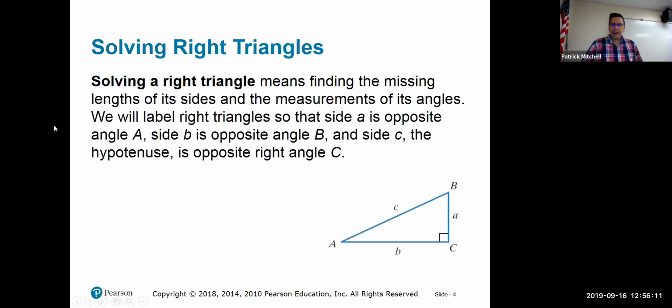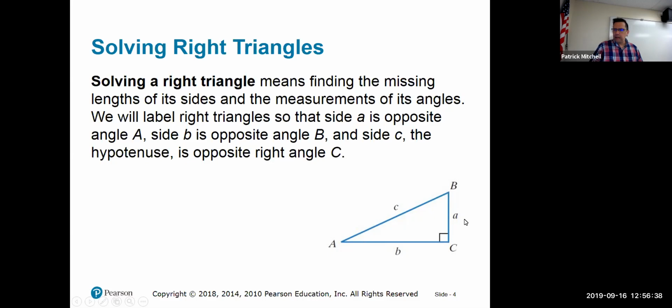When we talk about solving a right triangle, we're talking about finding all of the unknown sides and the unknown angles. So they're going to have to give you some of these, right? Depending on what information they give you, that'll tell you which trig functions you have to use. Sometimes you have to use an inverse trig function to find an unknown angle.